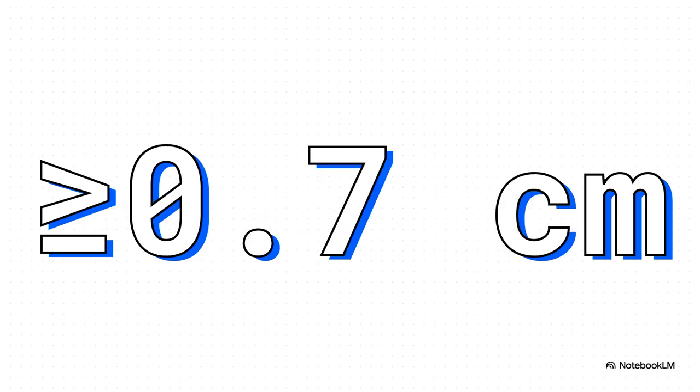And finally, we look at something called the vena contracta. This is the narrowest, most high-velocity part of that leaky jet. If it's 0.7 centimeters wide or more, you guessed it, that also points to severe MR. So you've got these three key metrics, the EROA, the regurgitant volume, and the vena contracta, that are your foundation for grading.